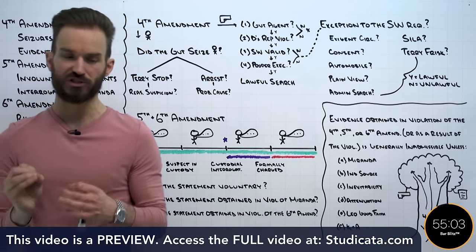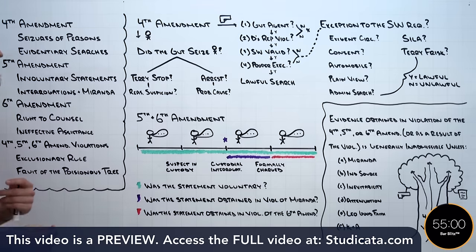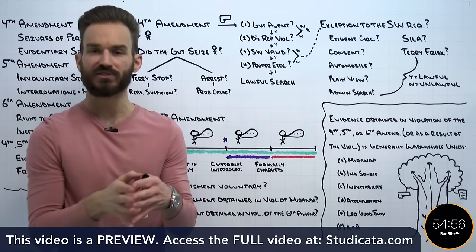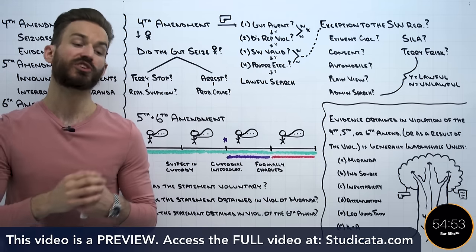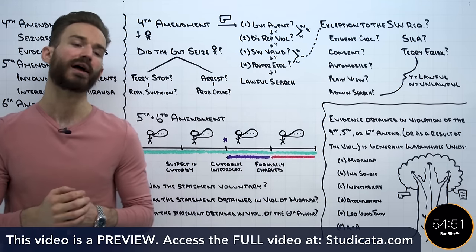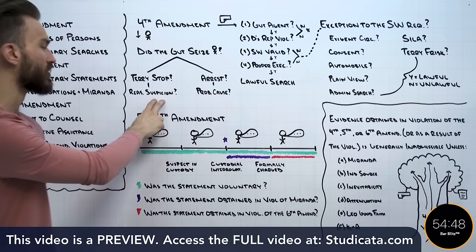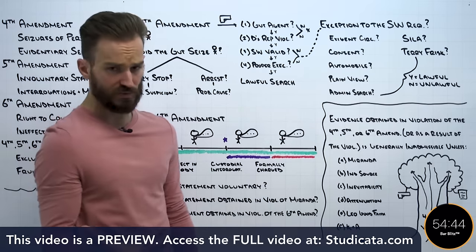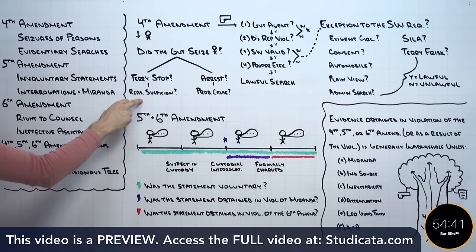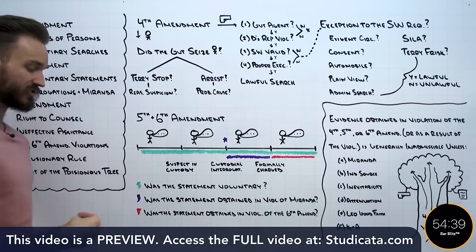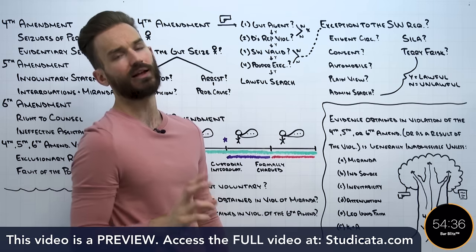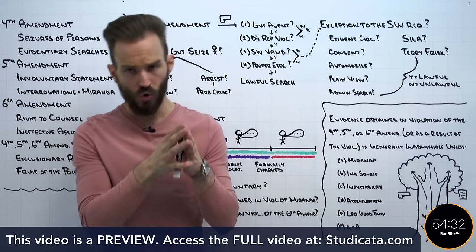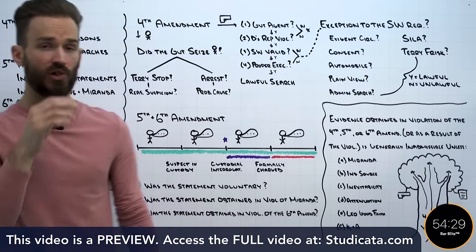Terry stop refers to the case Terry v. Ohio. Basically, a Terry stop is just a temporary seizure to investigate suspected criminal activity. So it has to be based on a reasonable suspicion. In order to conduct a Terry stop, the law enforcement officer, the government agent, has to have a reasonable suspicion based on articulable facts that criminal activity is afoot. Either this person is engaged in criminal activity or they're about to be engaged in criminal activity.